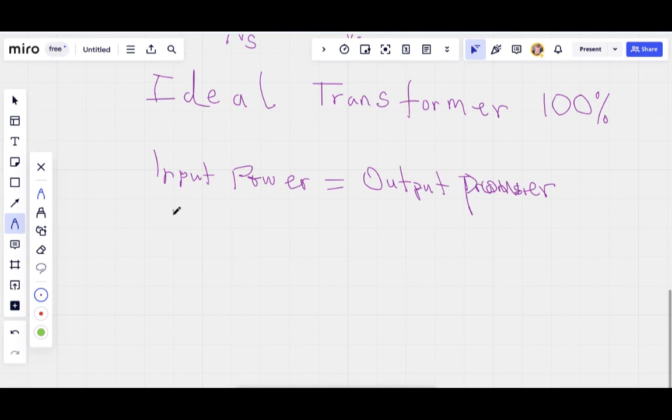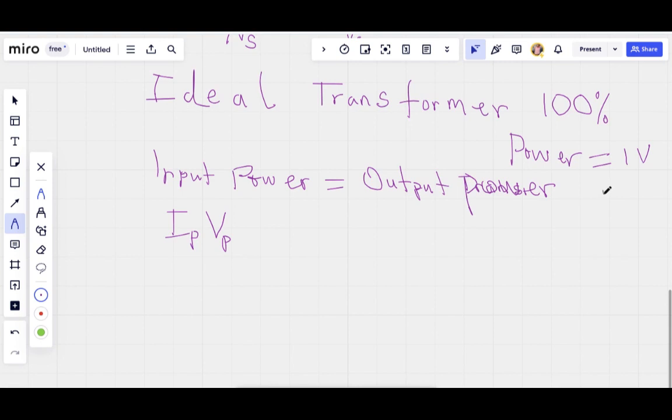Input power means, you know the formula for power. Power is current times voltage. So on the primary side, you say the primary current is IP and the primary voltage is VP. IP times VP, because that is the formula for electrical power, not the mechanical power. The electric power is IV, okay?